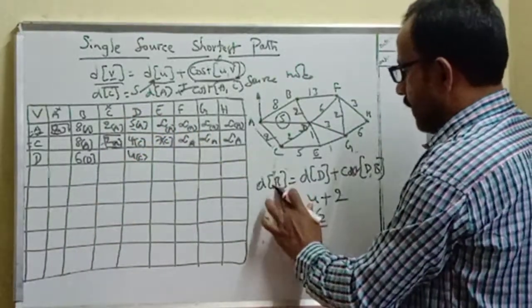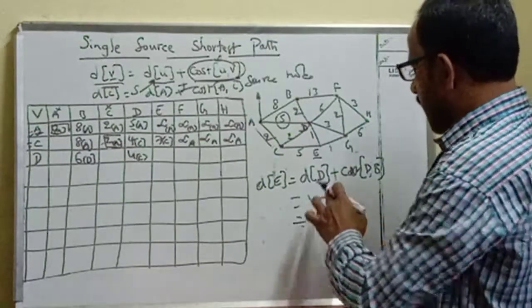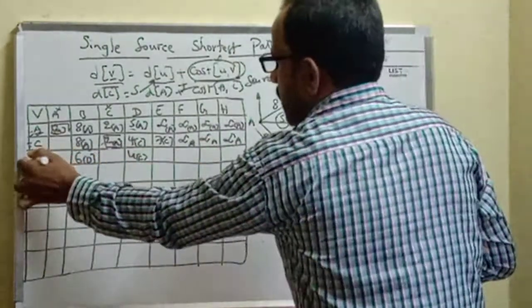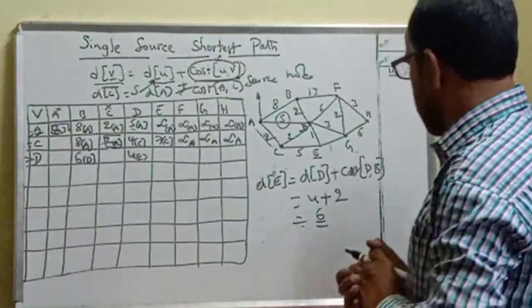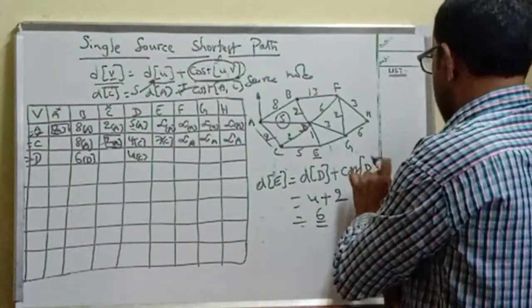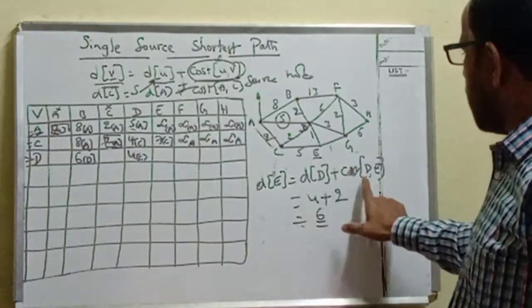Next node is E. How can we expand D of E now? D of E is D of D only, because this is the intermediate node. Whatever the node you write as a column, first column, that is treated as intermediate node. Then cost of D comma E. So D of E equal to D of D plus cost of D comma E.